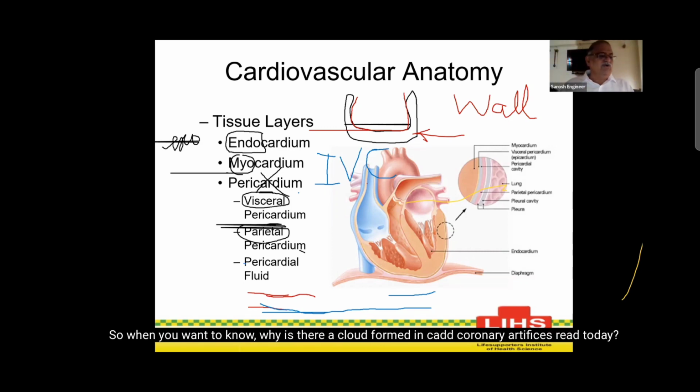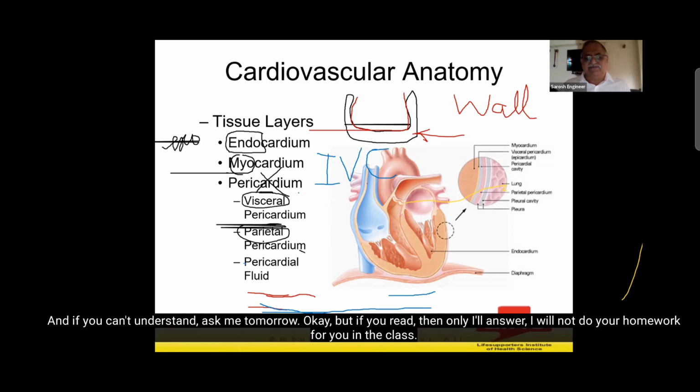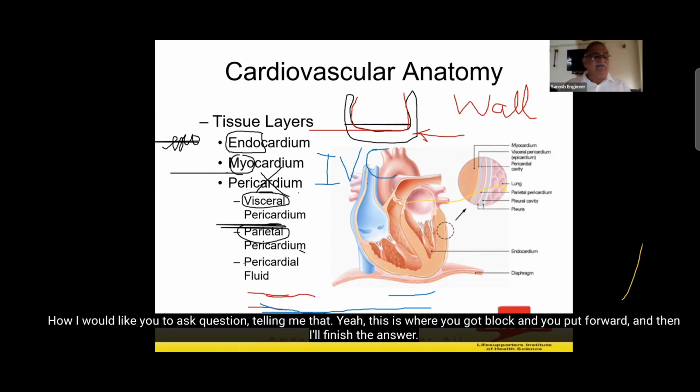So when you want to know why a clot is formed in CAD, in coronary artery disease, read today. And if you can't understand, ask me tomorrow. Okay? But if you read, then only I'll answer. I will not do your homework for you in the class. I would like you to ask a question telling me that, yeah, this is where you got blocked and you couldn't go ahead, and then I'll finish the answer.